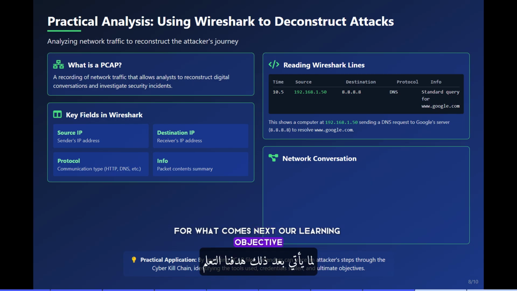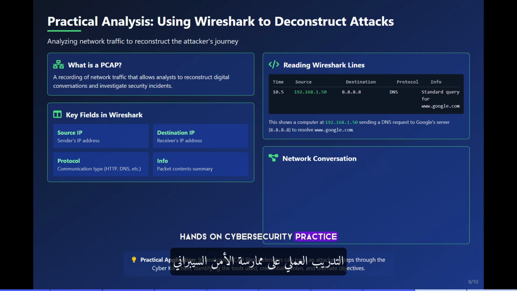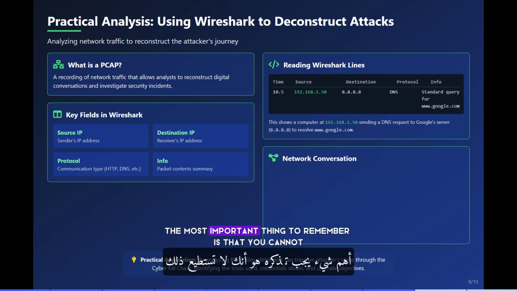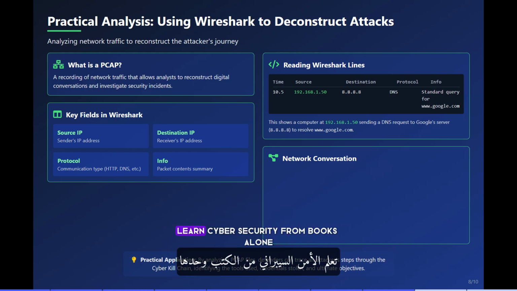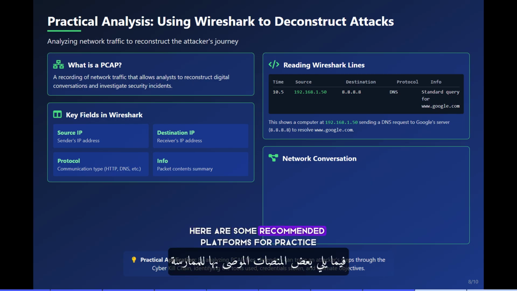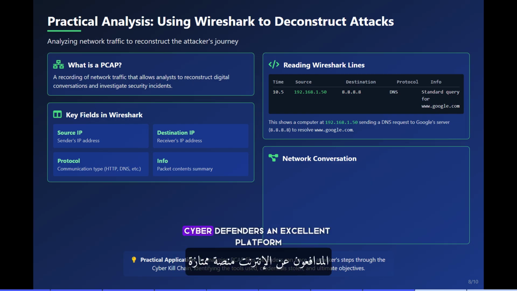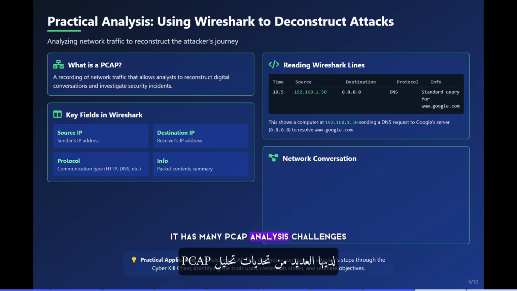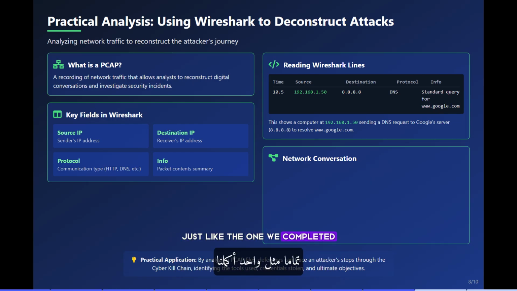Our learning objective is to identify 3 resources for continued hands-on cybersecurity practice. We'll highlight key platforms where you can apply your knowledge in real-world scenarios. The most important thing to remember is that you cannot learn cybersecurity from books alone. Practical, hands-on experience is essential. Here are some recommended platforms for practice. Cyber Defenders, an excellent platform focused on defensive security or blue teaming. It has many PCAP analysis challenges, just like the one we completed.